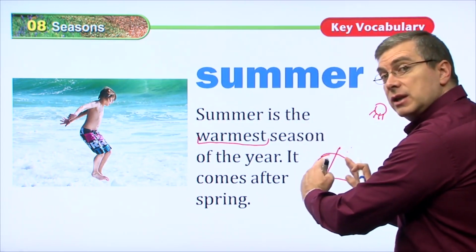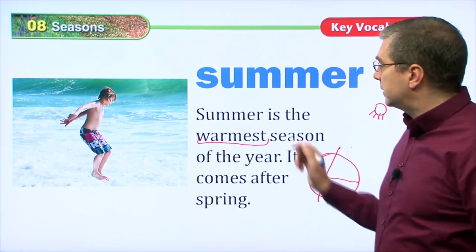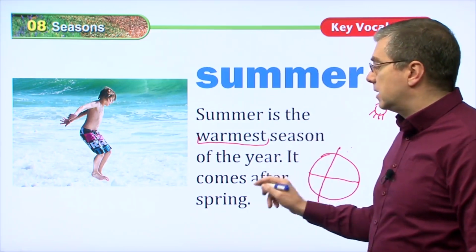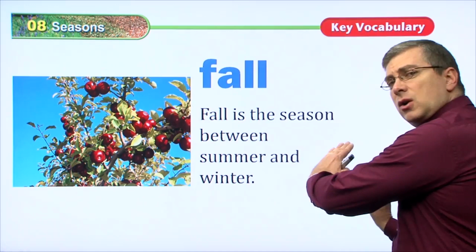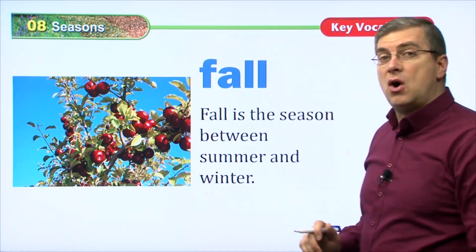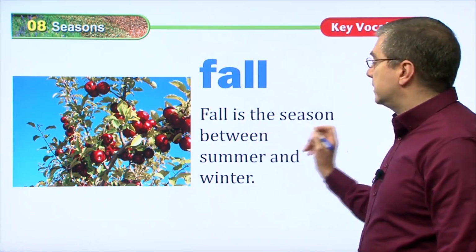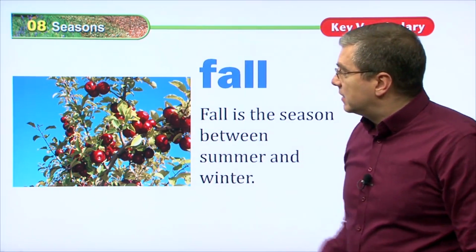So in summertime, the earth is actually a little closer to the sun in terms of tilting. So summer is the warmest season of the year. It comes after spring. Another 3 months, the earth starts to tilt back and it gets cooler. And then we have fall. Fall is the season between summer and winter. What happens in fall? We can see this picture here.